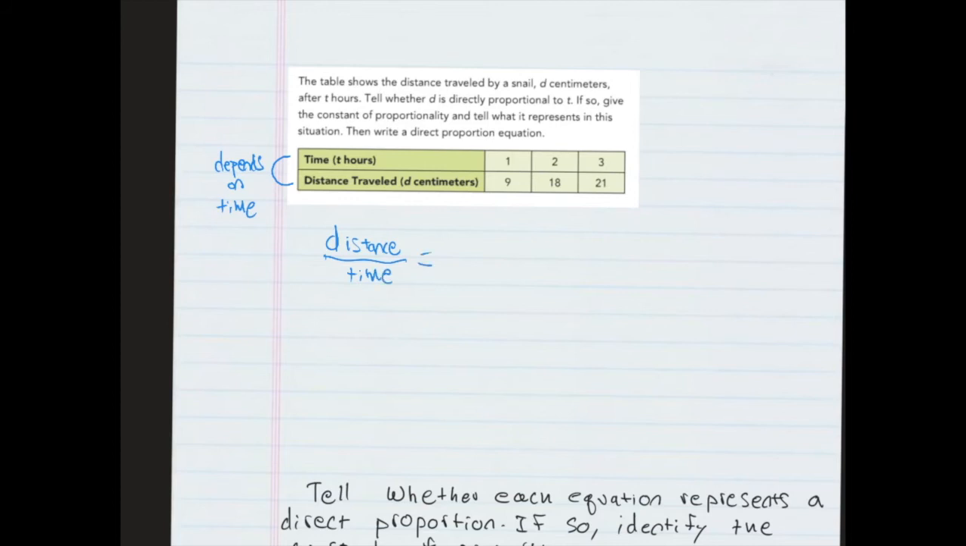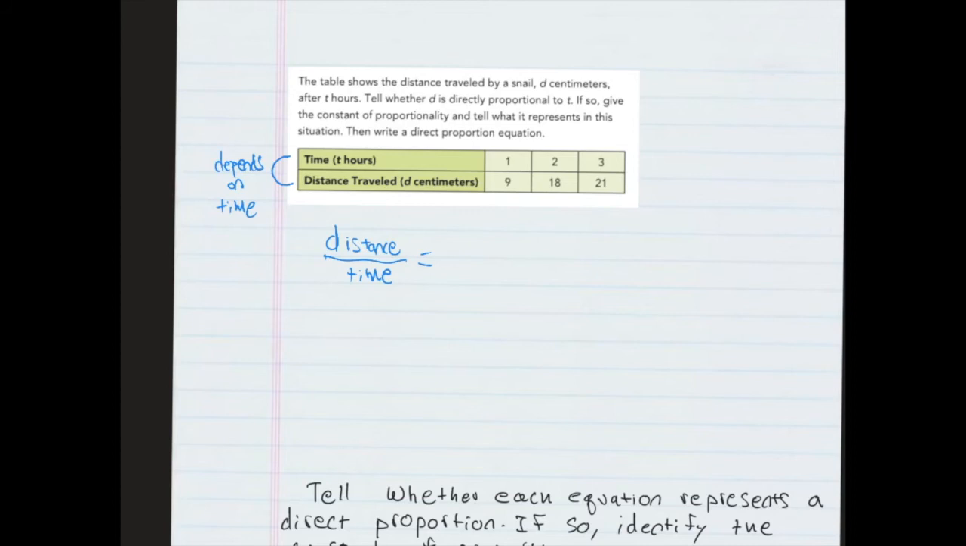And we'll see if each of these ratios are equal to each other. Because if they are, then it's proportional and we can make a direct proportion equation. And if it's not, we can actually just stop there. There's nothing else we can do because they're not proportional and they don't have a proportional relationship. So let's take a look.